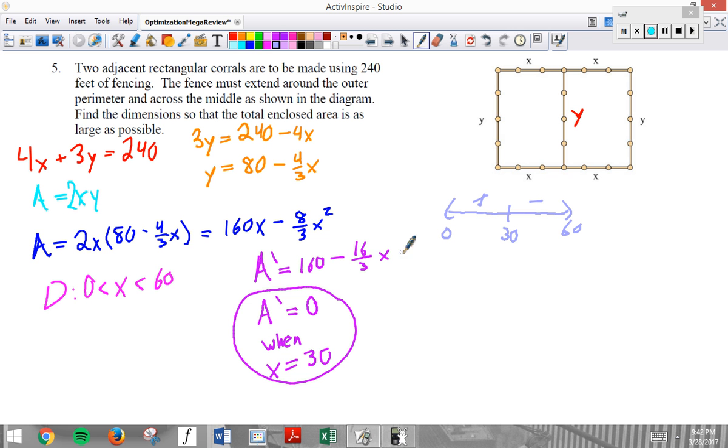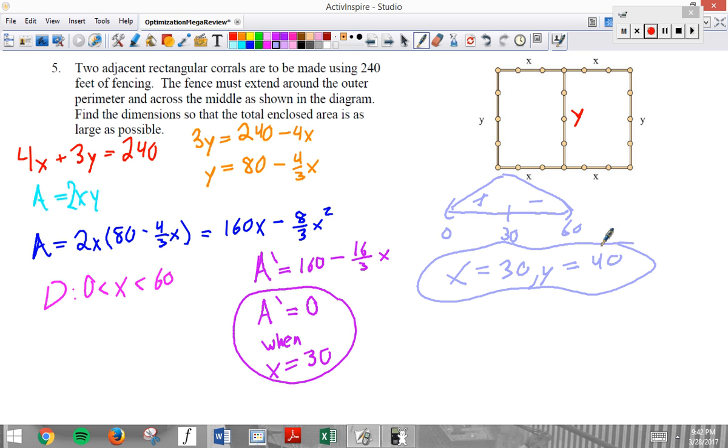In general, you know this is an odd 0. That's another way of doing it. It has to switch here. So it was increasing, then decreasing. X equals 30. Y equals what? What's that you say? 40. You should get that no matter how you do this problem. Next.